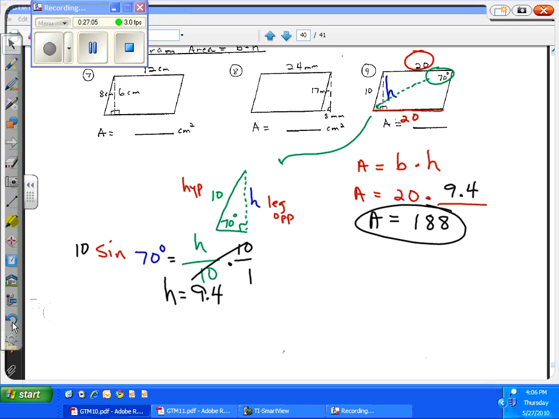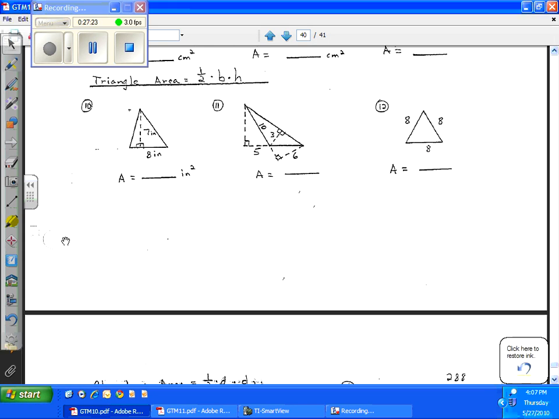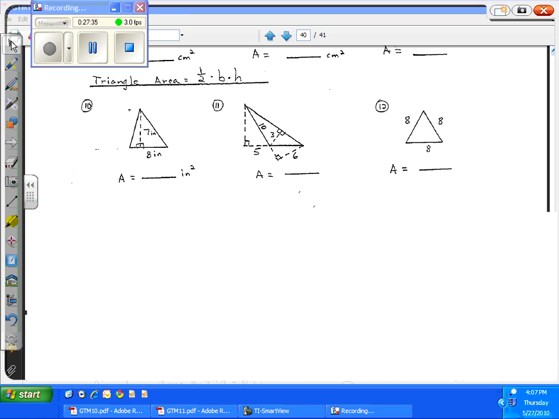Any questions on number 9? Okay. So we've found the areas of some squares, areas of some rectangles. We just found the areas of some parallelograms. Now we're going to move to triangles. A triangle is half of a rectangle and half of a parallelogram. So its formula is half of their formula, half base times height.